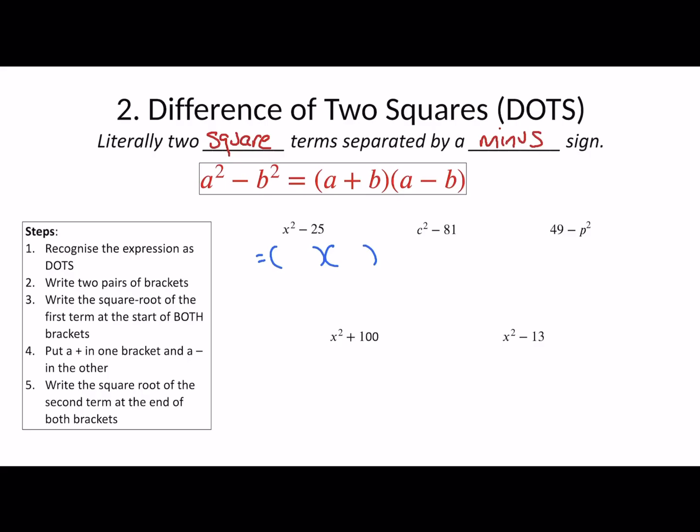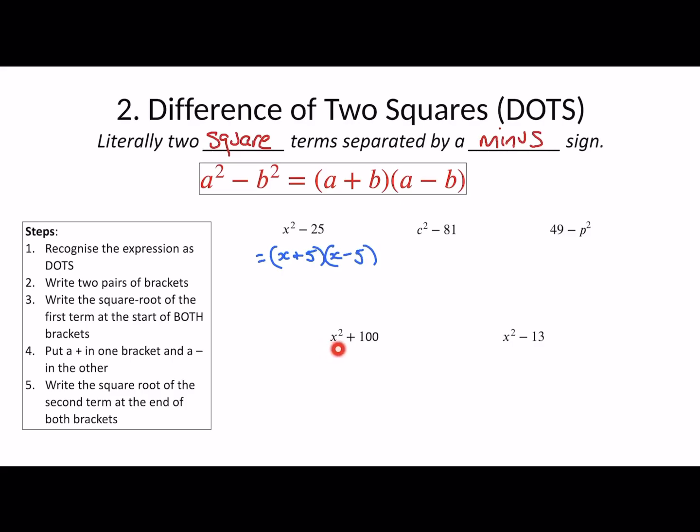Okay, what is the square root of x squared? Correct, it's just x. So put an x at the start of the first one, an x at the start of the second one. Now, go and put a plus after the first x, a minus after the second x. What's the square root of 25? 5. So put a 5 in the first bracket, a 5 in the second bracket. Done.